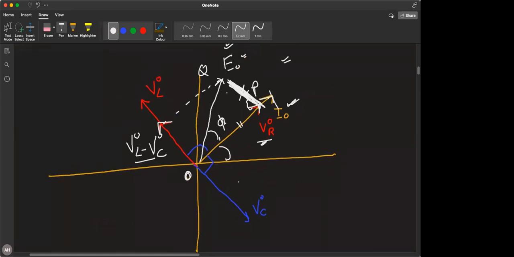And is it clear how I wrote this as I naught, why I write V naught here, why I write V naught L here, and why I write V naught C? Is it clear, or should I explain it again? Sir, I don't know why you put V naught.